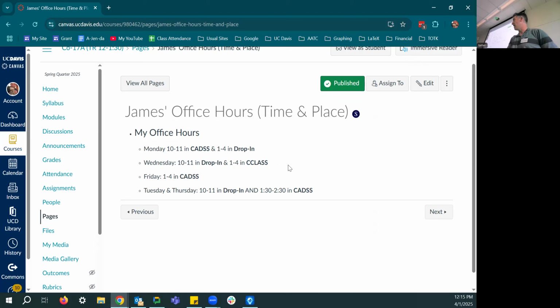Wednesday, same hours, 10 to 11, but then 10 to 11 is in drop-in and 1 to 4 is in C class, which is the Center for Chicanx Latinx Academic Student Success. Finally, on Friday, 1 to 4, back in CADS again. And then Tuesdays and Thursdays are more regular in that they're at the same time and place, 1:30 to 2:30. So right after this class, I'll have office hours in CADS, which is right over there in the south silo on the second floor. You're all welcome to come and ask questions about any math thing you want.